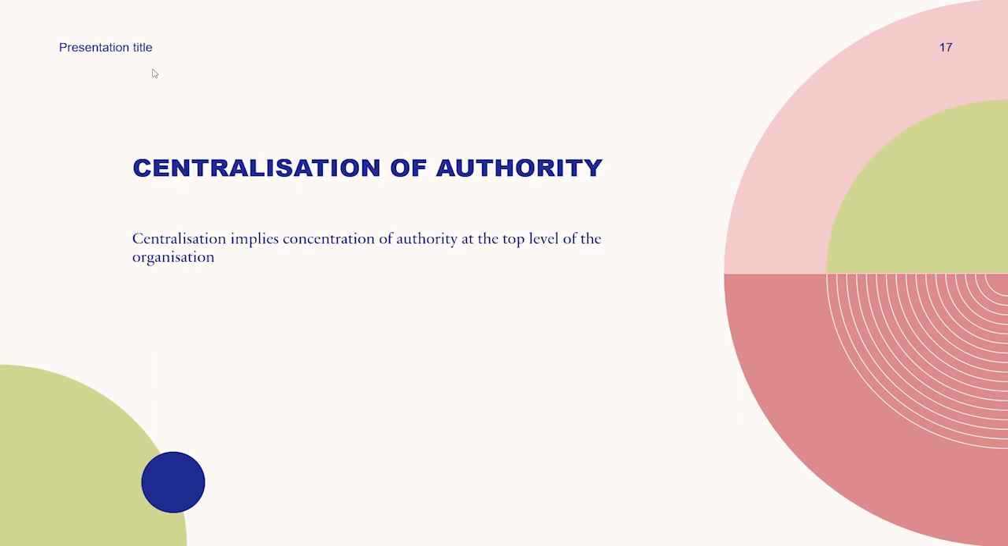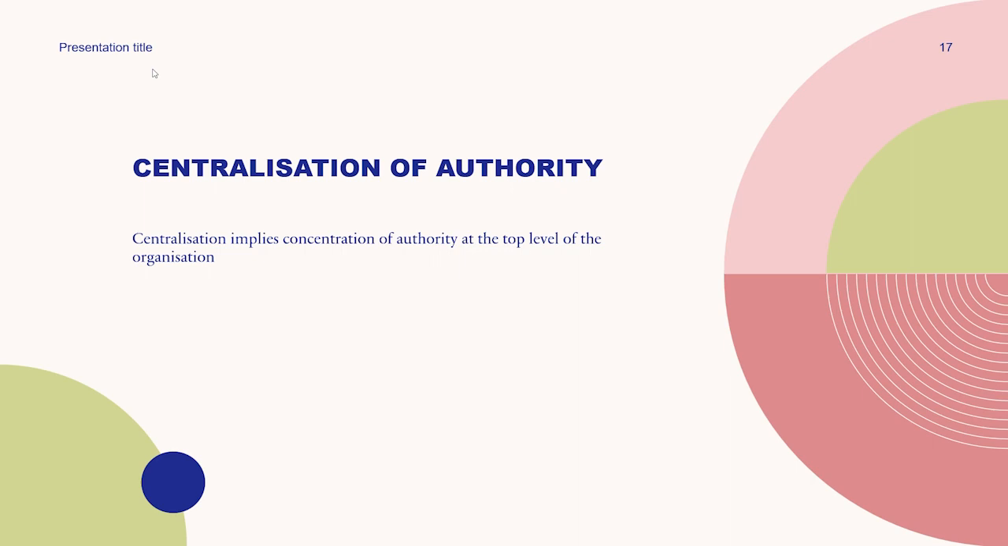Now we can go to centralization of authority. That is also very important. Centralization of authority and decentralization of authority. What is the difference between centralization of authority and decentralization of authority? These are all very, very important for your exam. Centralization and decentralization both refer to the location of decision-making authority in an organization.